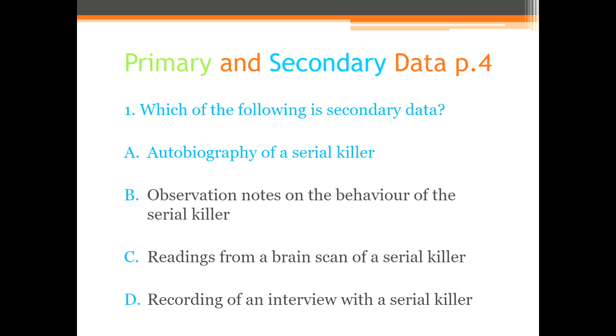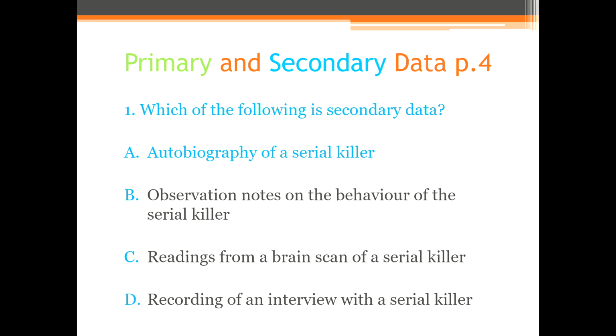So that's primary data. Readings from a brain scan, as mentioned before, if that's in a lab setting, that is going to be primary data. And then observation notes, doing an observation, watching what people do and writing it down, that's going to be primary. So the only one there that is secondary is an autobiography of a serial killer.